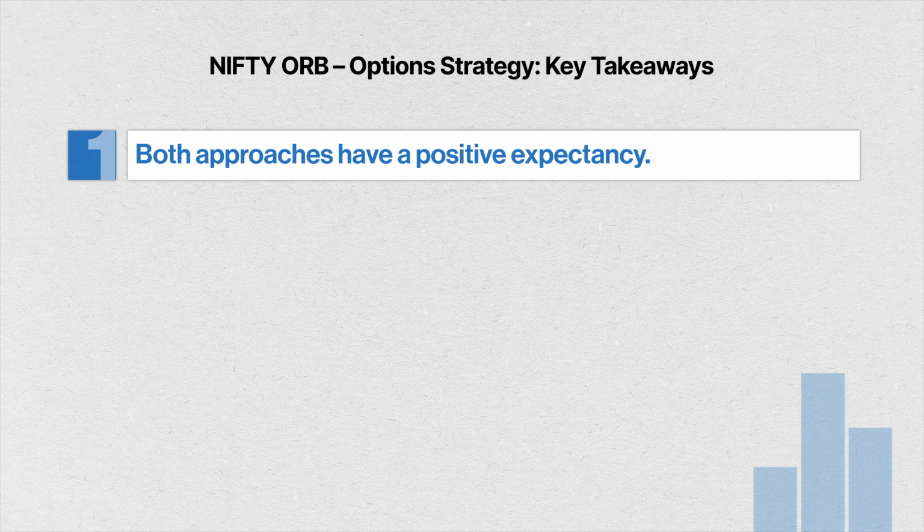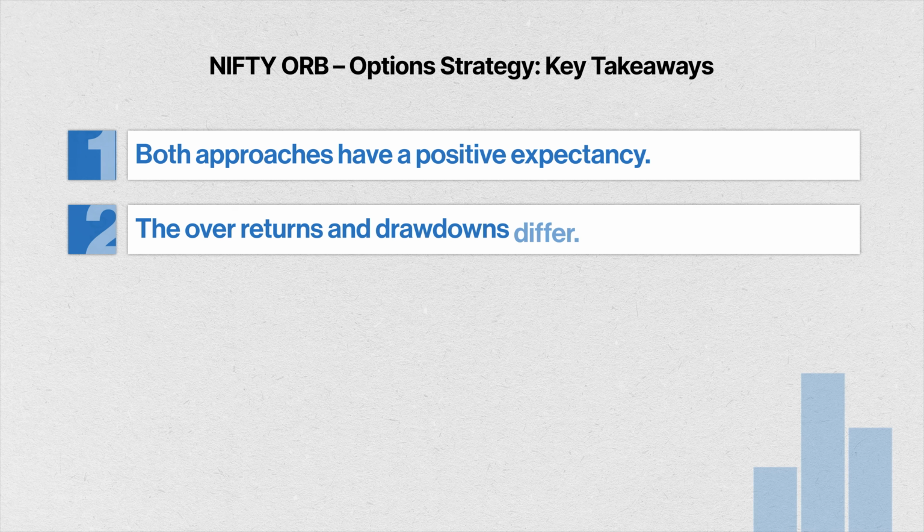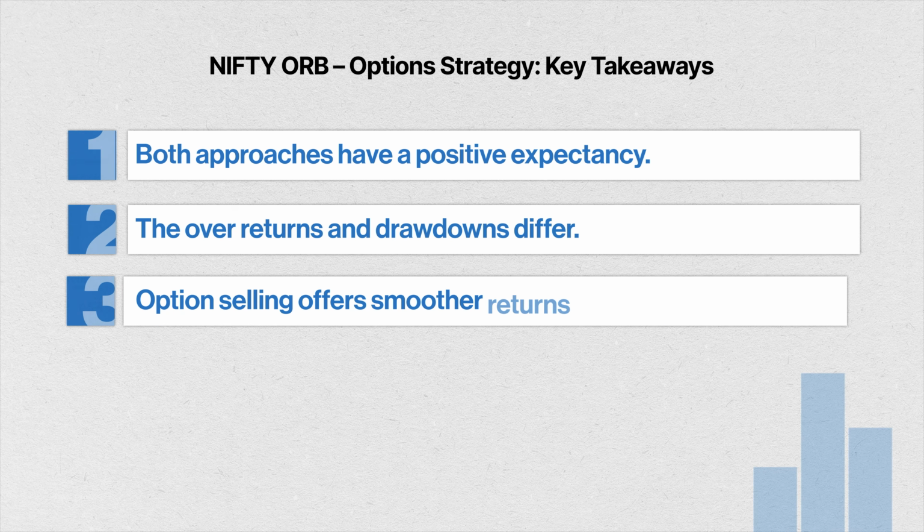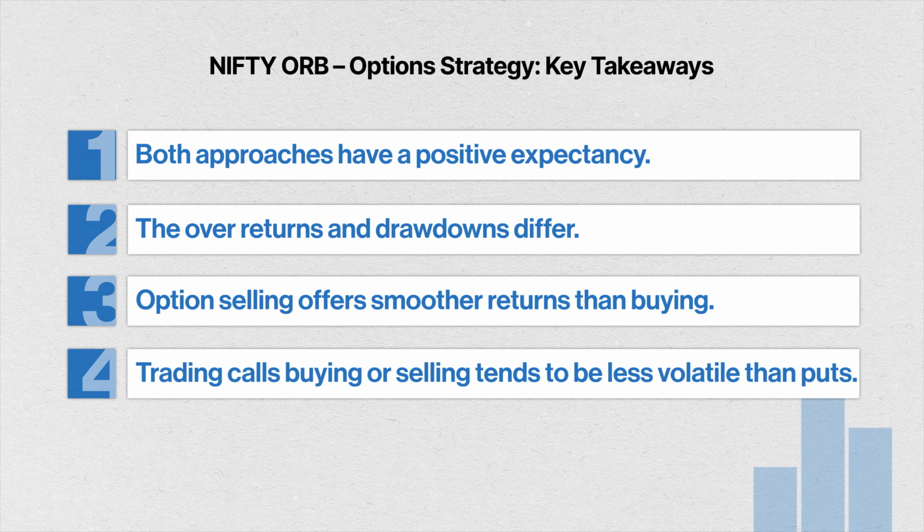So if I have to put it all together, what we did was to apply the ORB idea to a tradable instrument like NIFTY options, and we did that in two ways: buying options versus selling options. As you would have noticed, both approaches have a positive expectancy, though the overall returns and drawdowns would differ. Option selling generally offers a smoother return profile than option buying. Also, surprisingly, to me at least, trading just calls on either side, buying or selling, seems to be less volatile than trading puts. Why is that the case? Option geeks among us may know. Do comment and let me know your thoughts.